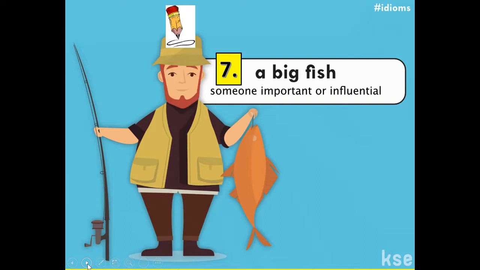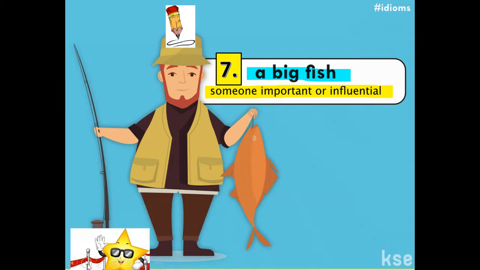All right, number 7. Harmony Calloway is described as a big fish. And a big fish means someone important or influential. They influence people, like a social media influencer influences people online. Harmony Calloway back in the day was a big fish, very important.